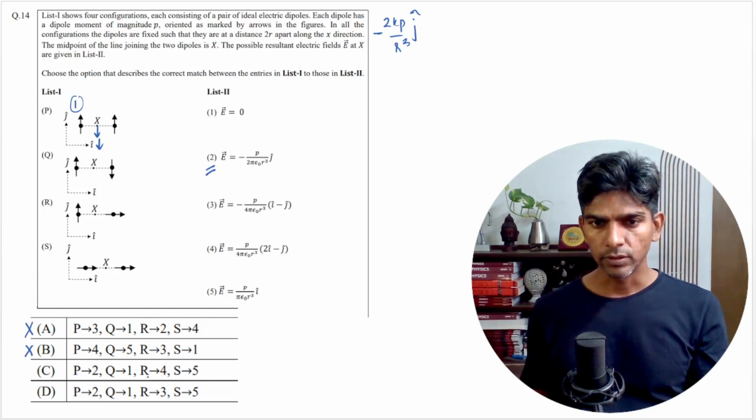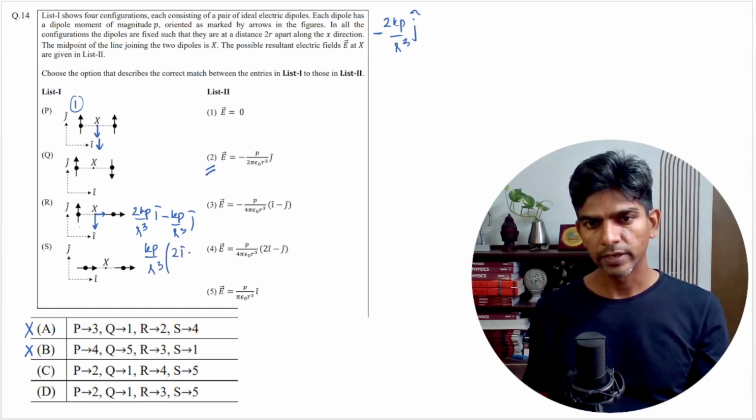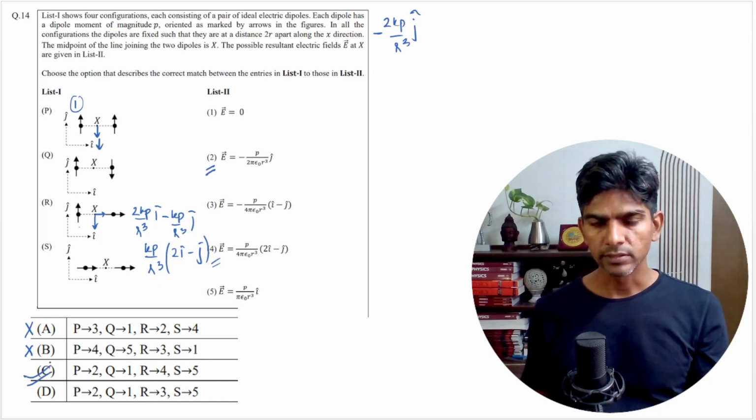Now let us check for R, right? So in case of R, due to the left dipole, the field will be in the downward direction, and due to this one, the field will be in the right direction. So in this case, it will be 2 Kp by r cube i cap minus Kp by r cube j cap. Kp by r cube will be common, so it will be Kp by r cube times (2 i cap minus j cap), right? So that is the fourth. So option C is the right answer.